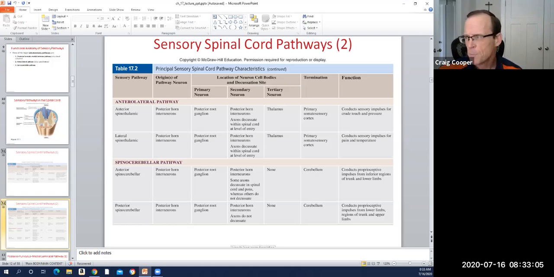So crude touch is much more general. You reach your hand in a bag and you're like, oh yeah, I feel something in that bag. I'm not sure what it is. So that's kind of the more crude or gross kind of touch. Our lateral spinothalamic tract, that's where we're going to get pain. So that's where the nociceptor information is going to be carried. That's where our thermoreceptor information is going to be carried.